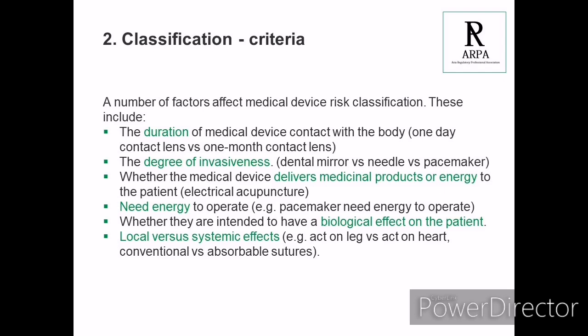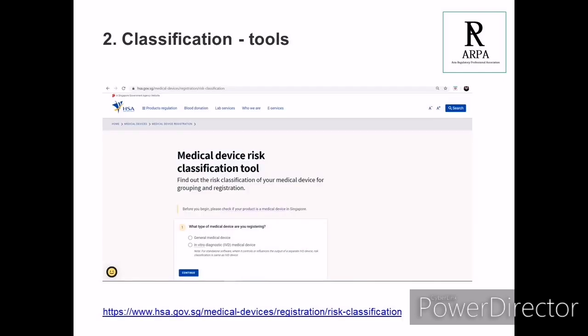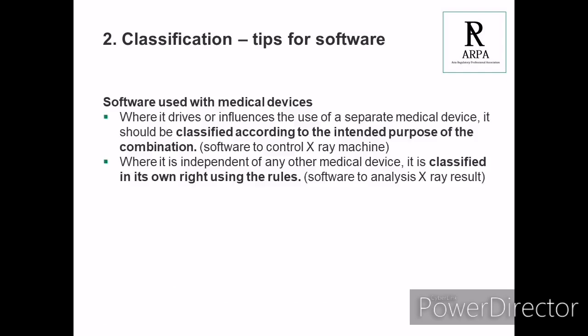If your device has a biological effect on the patient or any local or systemic effect, of course the risk is higher. For example, a product used on your leg will have a lower risk than a product used on your heart. Of course, an absorbable structure will have a higher risk because it will absorb into the body and then have potential systemic effect. To know your product classification, I highly recommend a website from HSA, in the link here. You will answer a list of questions, then the website will give you a suggestion of your product risk classification.